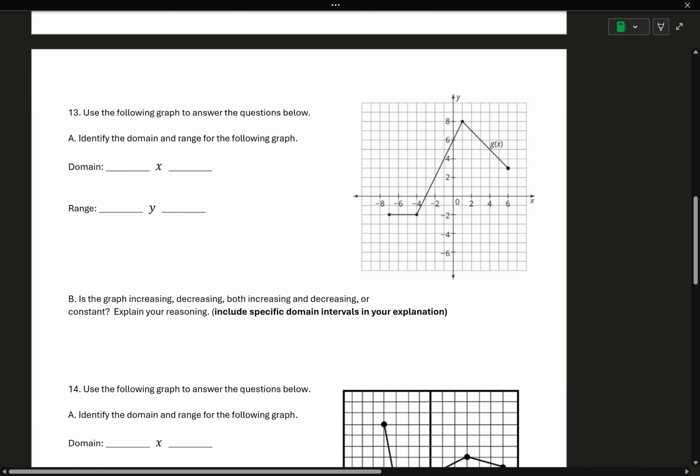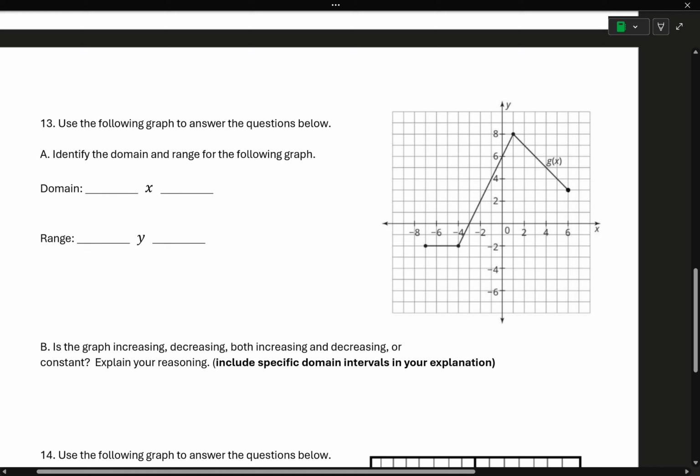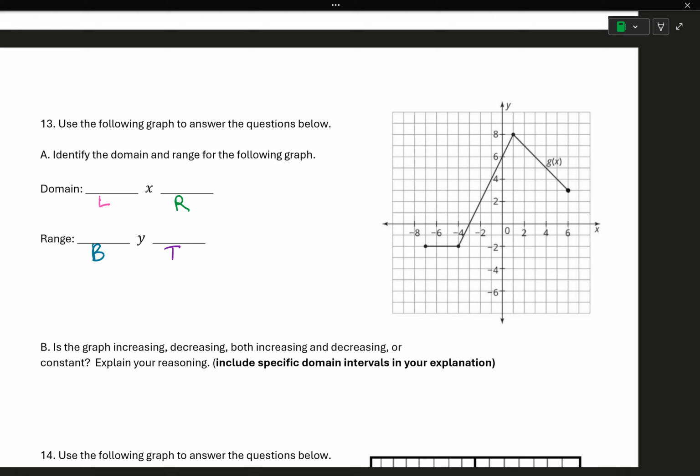Let's do that one more time. Number 13. Let's do the domain and range, and here you see it's not going all the way left to right, top to bottom, just like I said in number 12. All right, let's do it. I feel like I misspoke, so I'm going to say it again. We're going left to right for domain, bottom to top for range. All right, let's do it.